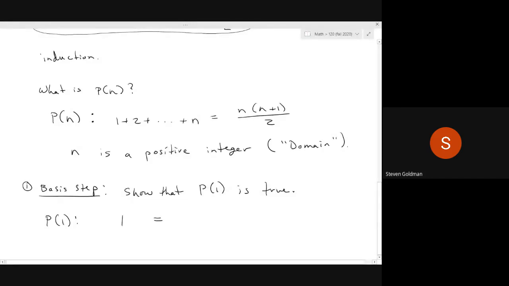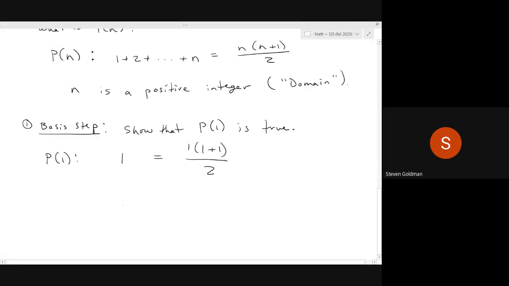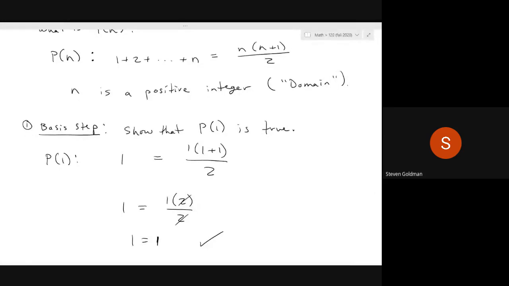What about on the right-hand side? I have 1 times 1 plus 1 over 2, just plugging in 1 for n. If the statement is true, then the left-hand side should equal the right-hand side. This would be 1 equals 1 times 2 over 2, the 2's cancel, and I'm left with 1. So 1 equals 1. It works. That's it for the basis step. We verified that P of n is true when n is 1. Any questions on that before I move on to the second step?